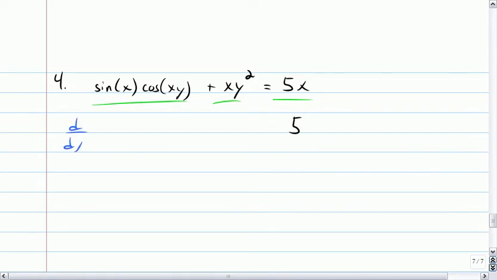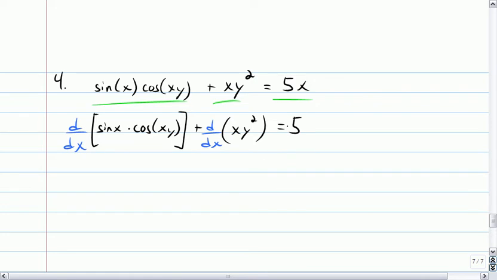So we want to do the derivative of sine x times cosine of xy plus the derivative of x y squared with respect to x. I'm going to do this one next because I think it's easier than the other one. So that yellow thing, and I'm seeing some of you do it on your papers now, you're breaking these apart into smaller problems, which I think will help.